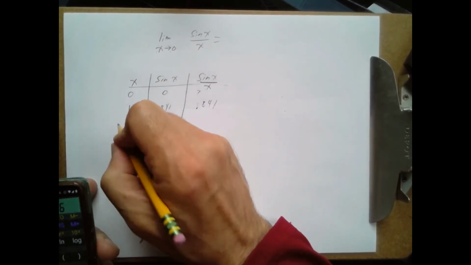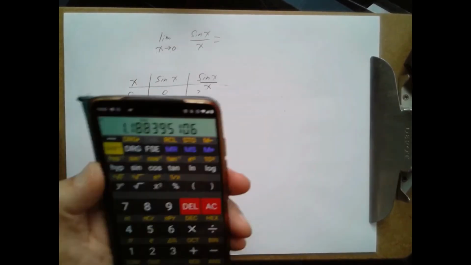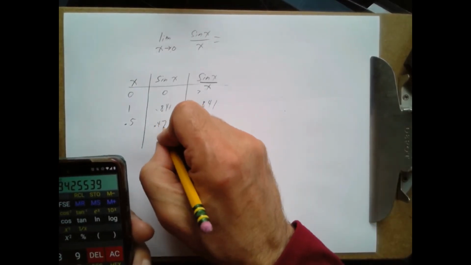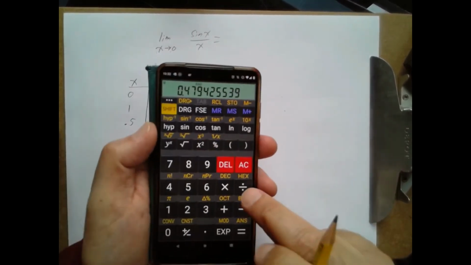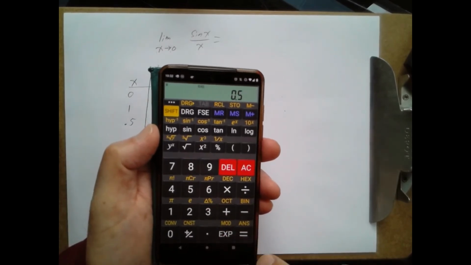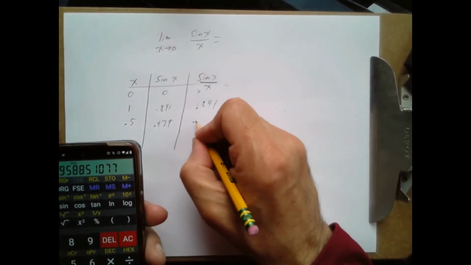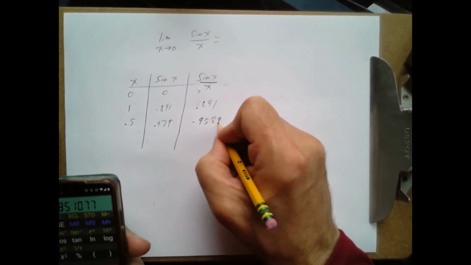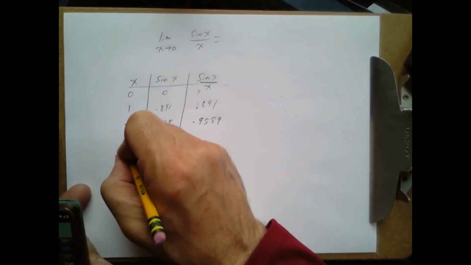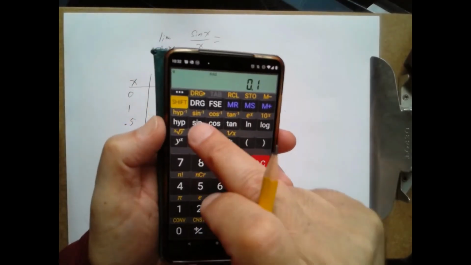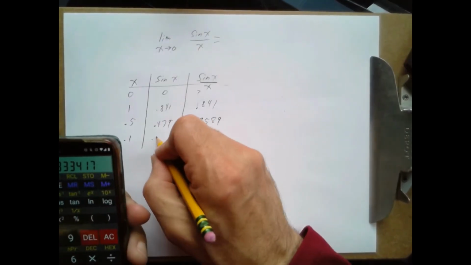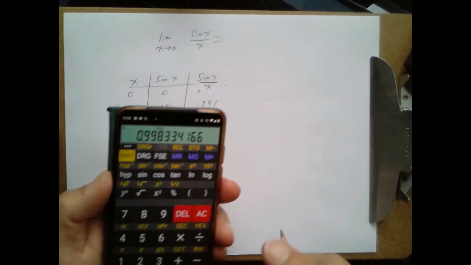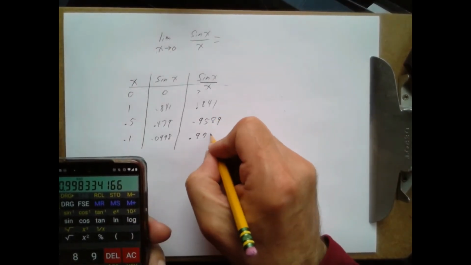Now let's set x equal to 0.5, and if I do the sine of 0.5, I get 0.479, and if I take that and I divide it by 0.5, I get 0.958. And if I set x equal to 0.1, the sine of that is 0.0998. And if I divide that by 0.1, I get 0.9983.